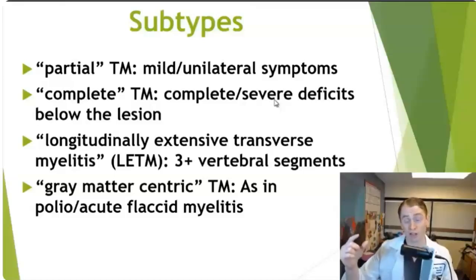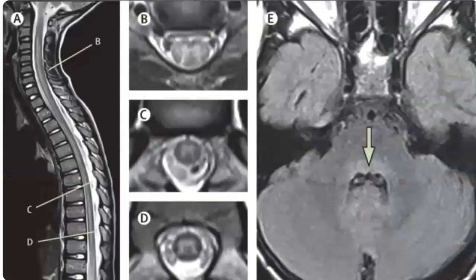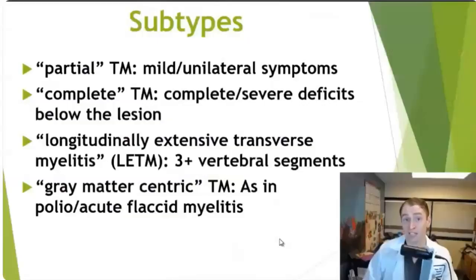If they're longer, 3 vertebral segments or more, it's referred to as longitudinally extensive transverse myelitis, as in diseases such as neuromyelitis optica. Sometimes the white matter is spared, and it primarily involves the center of the spinal cord or the anterior or front of the spinal cord where the motor neurons are, and that's often called gray matter-centric transverse myelitis, as in conditions such as polio and acute flaccid myelitis.